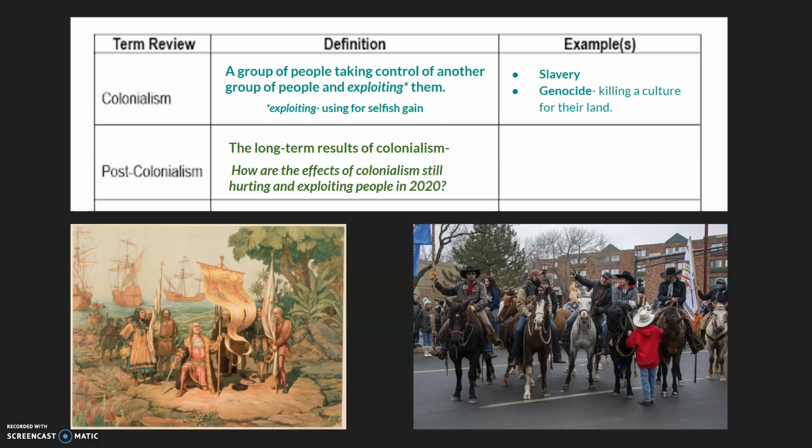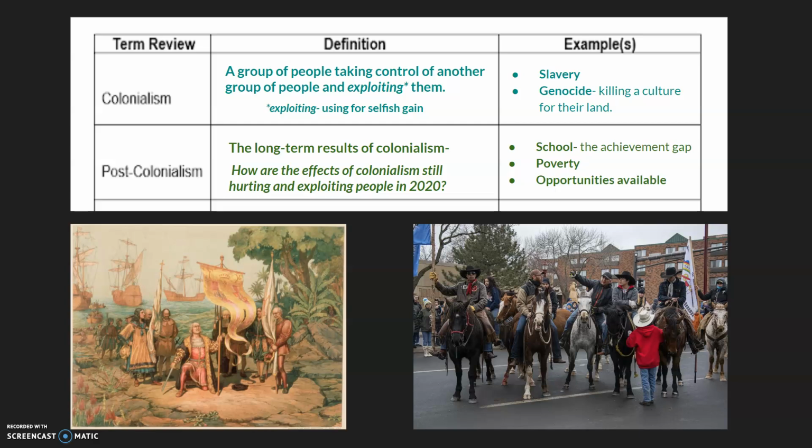Okay, next, post-colonialism. That is looking at the long-term results of colonialism. So a question that we can ask is, how are the effects of colonialism still hurting and exploiting people today in 2020, for example? And this is the lens that you already looked at Absolutely True Diary of a Part-Time Indian through.